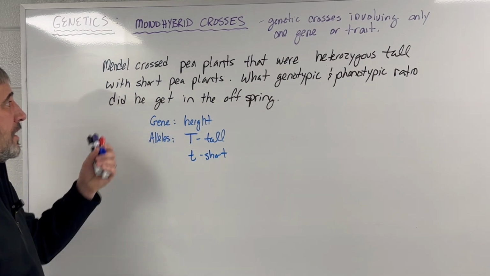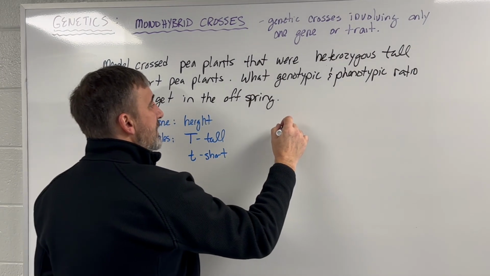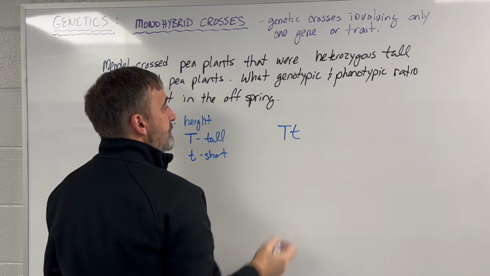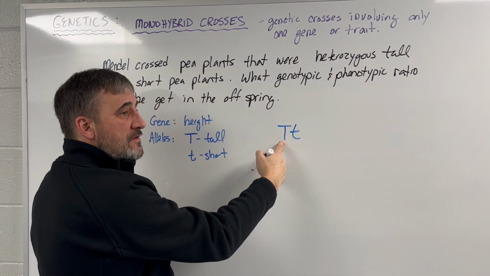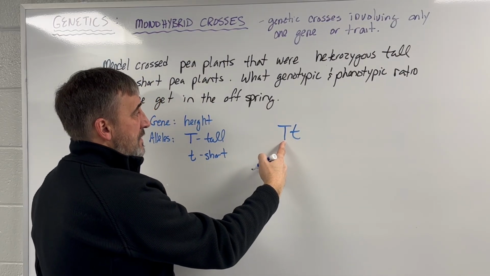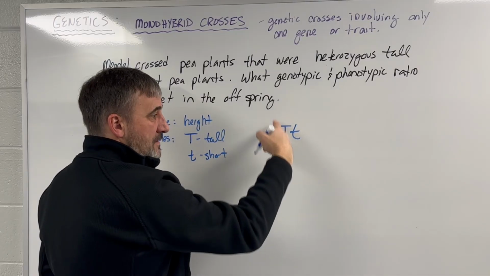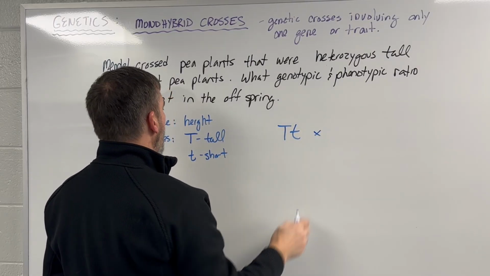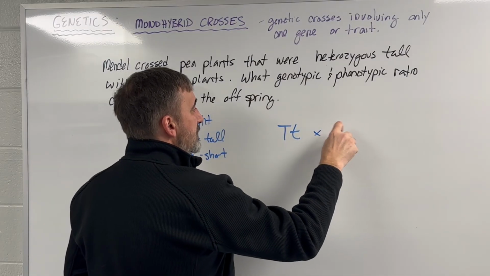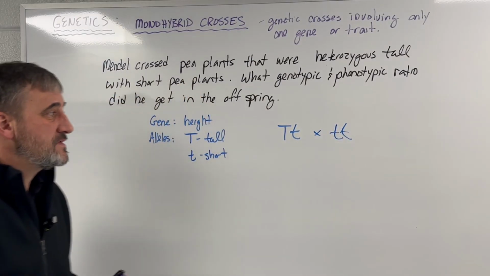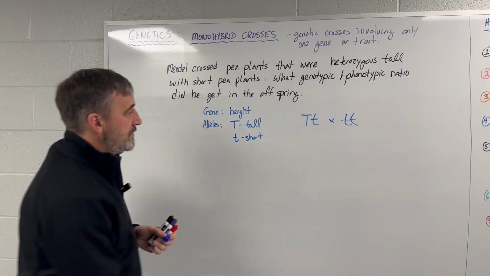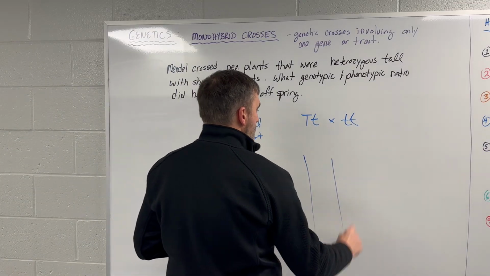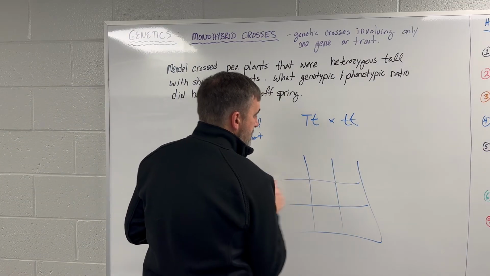And so if he crossed a heterozygous tall, that's a big T, little t. That's how I knew tall was dominant, because if short was dominant, then I would have to make whatever that was show up. And he crossed it with a short plant. In order to be short, you would need two recessive alleles. Complete the cross. Let's make that Punnett square.